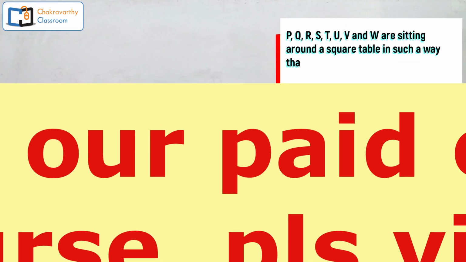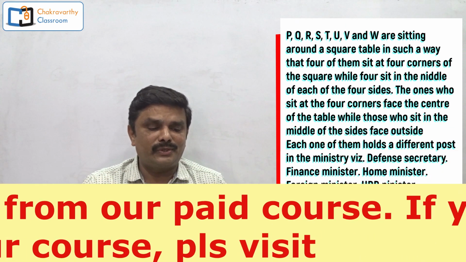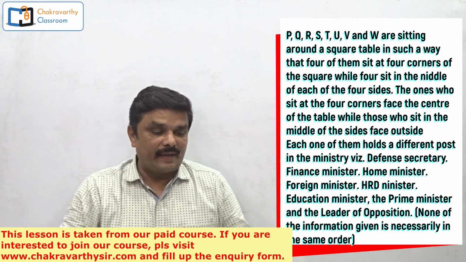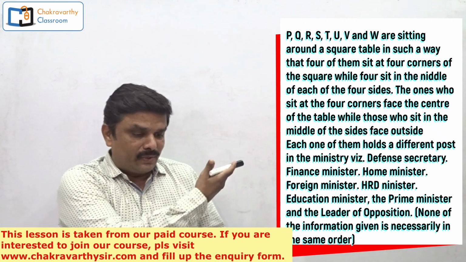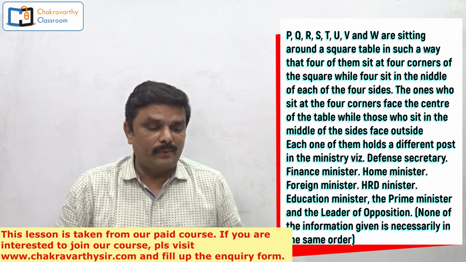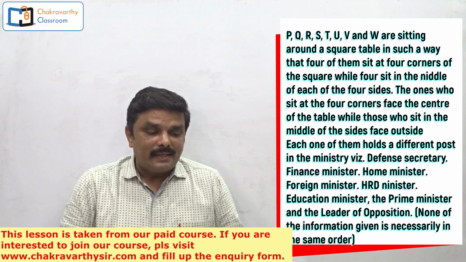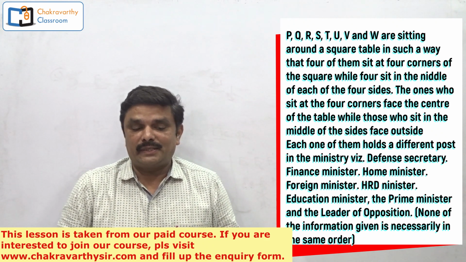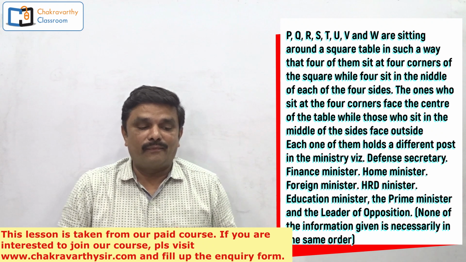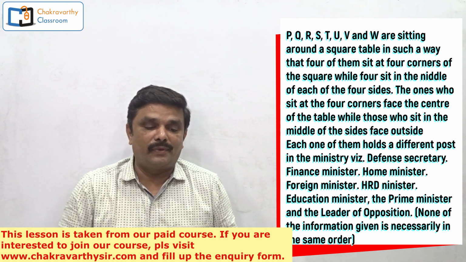Now the third question in this session, students. This question is on the lines of the first one we have done. Seated around a square table, the same thing they have given. P, Q, R, S, T, U, V and W, total 8 persons are there, seated around a square table in such a way that 4 of them sit at the 4 corners of the square, while 4 sit in the middle of each of the 4 sides.